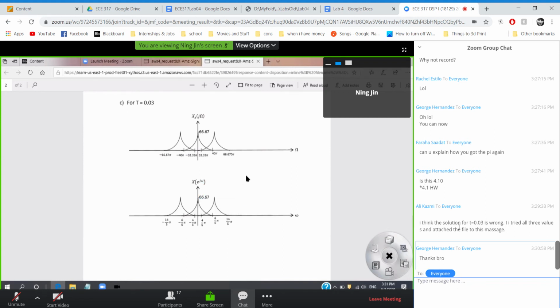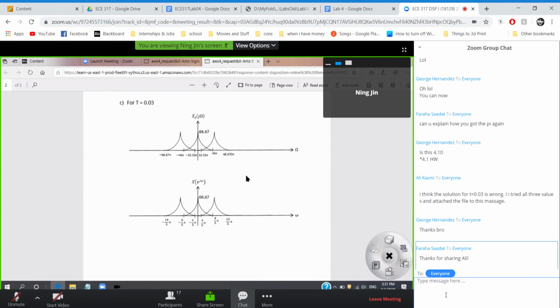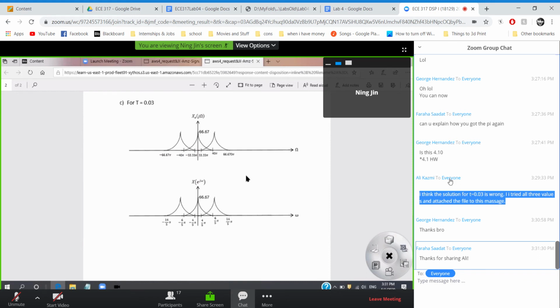So the original one, here's 2, here's 40 pi. This is X_c(jΩ). I copy this in my paper. And then T is 0.03. Okay.